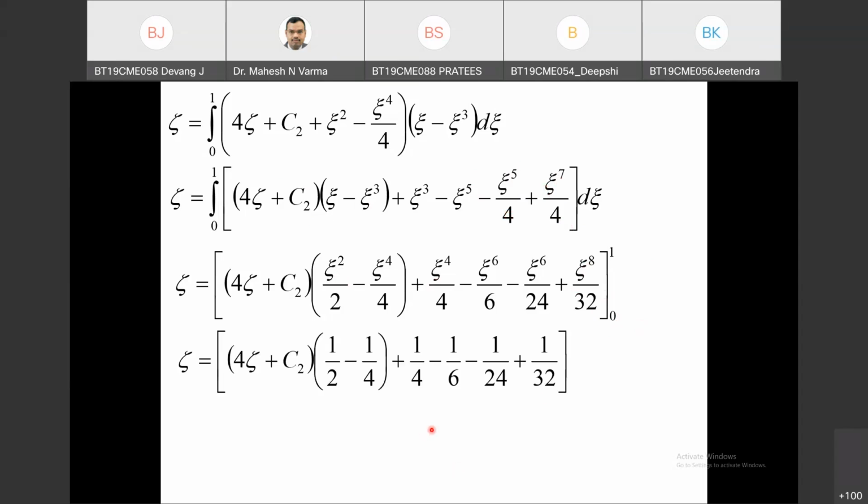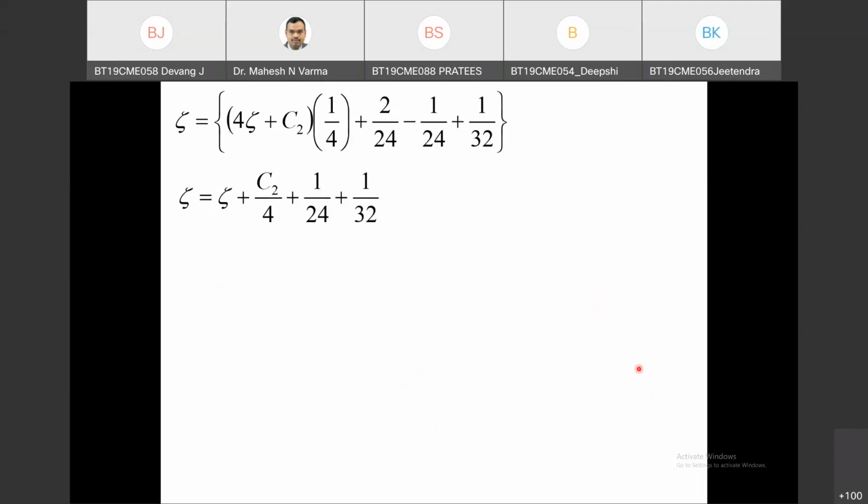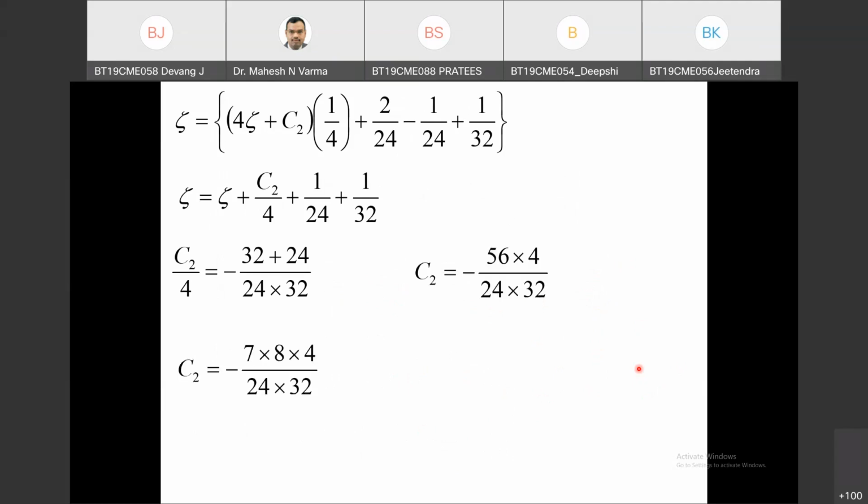So this is 0 anyway, that will be 0 minus 0. Everywhere you will get 0. This will be just substituting 1 minus 0 and rearranging this equation. Again rearranging this equation. So what will be C2? C2 will be equal to 7 by 24 minus 7 by 24. Rearranging the equation mathematically and getting the value of C2. C2 is minus 7 by 24.